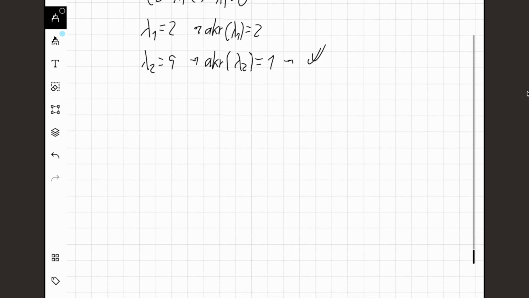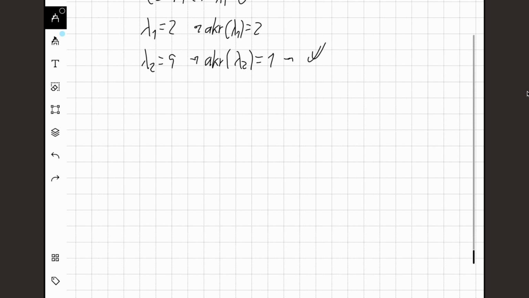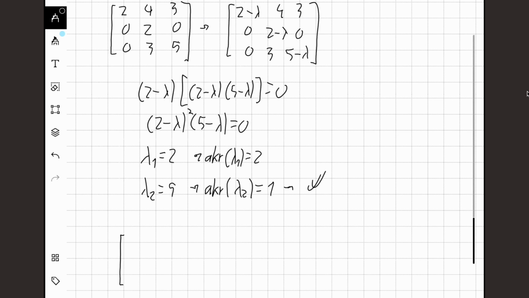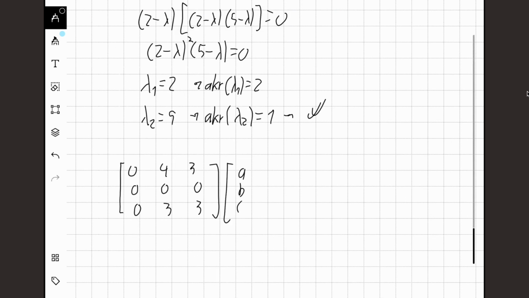So basically, how are we going to find the geometric multiplicity of this? Well, we already went over it. Again, we have to change our matrix. We have to subtract 2 from all sides. So, we subtract 2 from here. We basically use this equation, plug in lambda equals 2. We get 0, 4, 3, 0, 0, 0, 0, 3, and then 5 minus 2 equals 3, if I'm not mistaken. So, again, and then this times a, b, c equals 0, 0, 0.